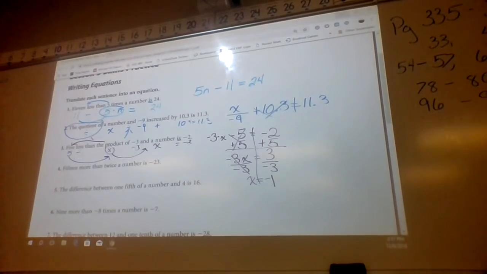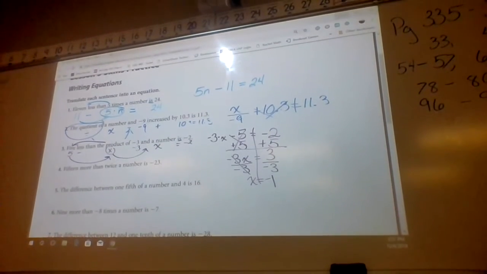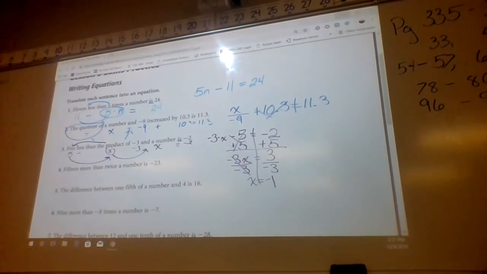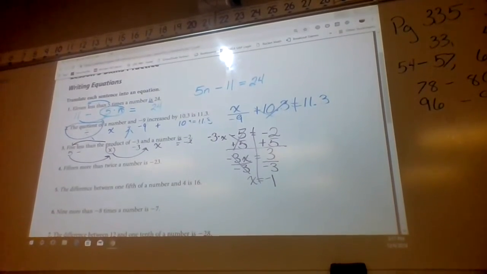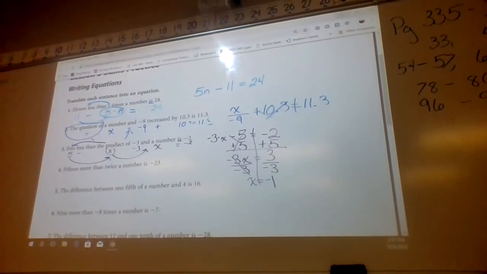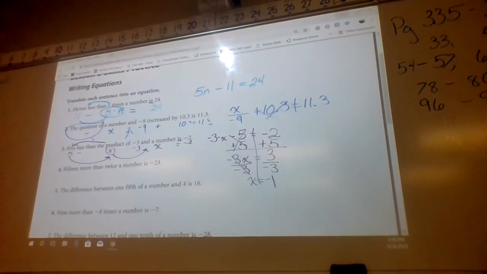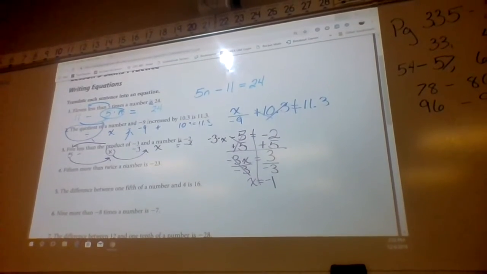Okay, try number 4. I didn't get the negative. Also, x is negative 1. Yes. Alright, and then number 4. Then we will switch it up, right? What's the number? 15 is more than twice.